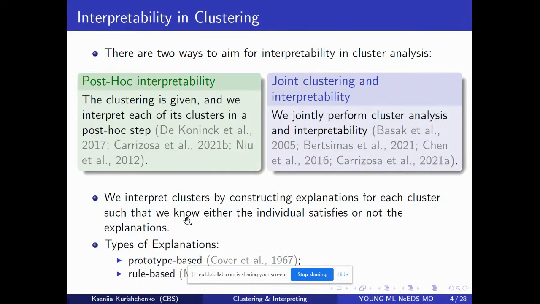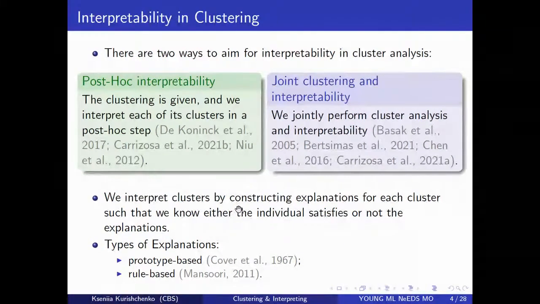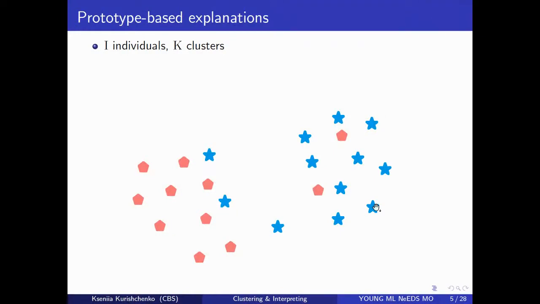So there is no common term for interpretability. And in this presentation, by interpretability we will understand such an explanation that for each individual, we will know whether it satisfies the explanation or not. And we will consider several types of explanations in today's presentation, namely prototype-based and rule-based. And now I'm going to explain a bit more what that is.